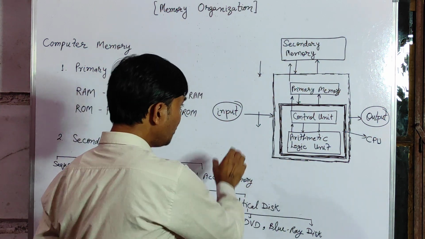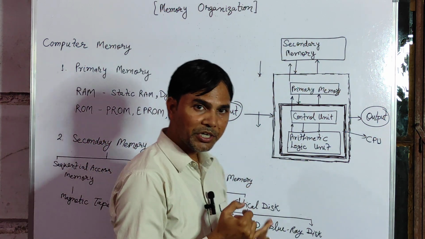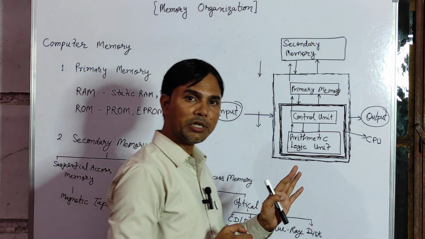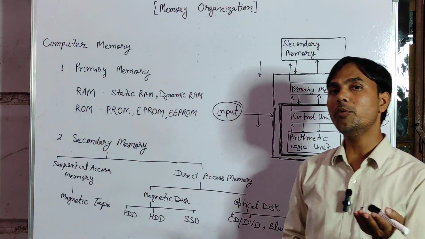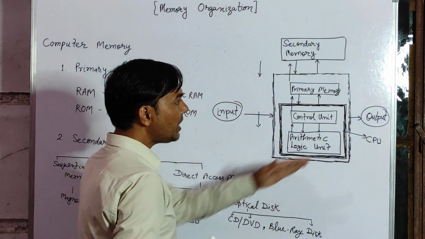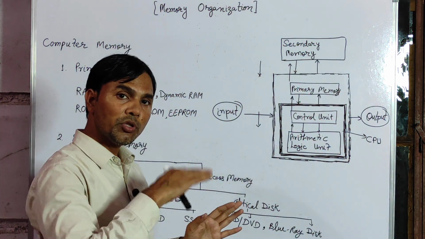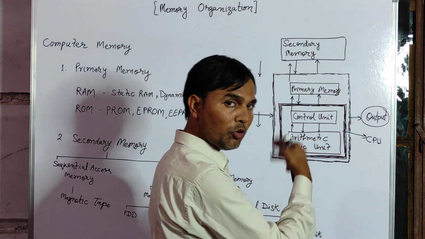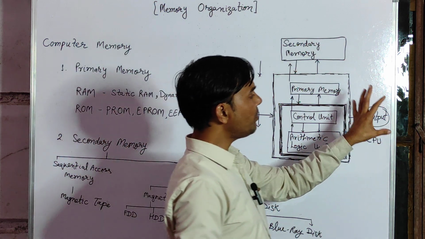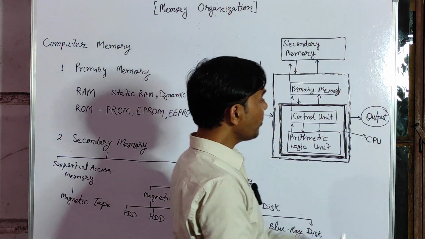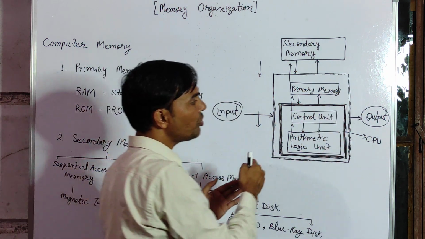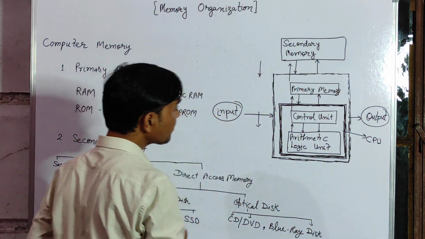Right. The input unit is used to send the data and instructions to the computer, and it also helps in the conversion of the data or instructions from human readable form into computer readable form. In a similar way, the output unit displays the result or output made by the computer. It will convert the computer understandable form into the human readable form, right?